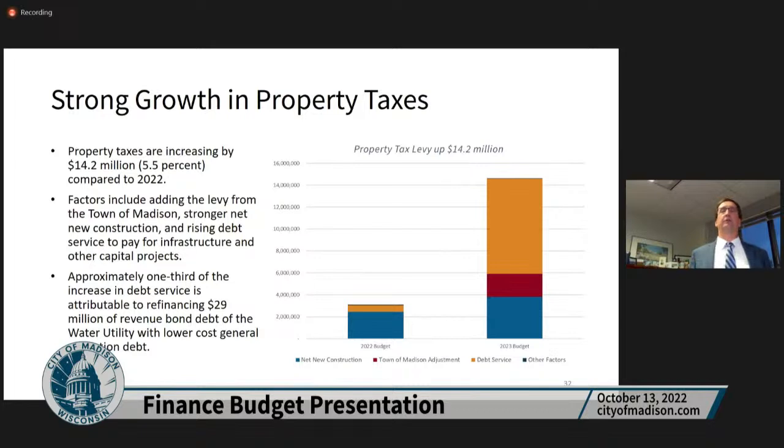And then the largest share of the increase is for debt service. And that reflects the increasing size of the city's capital budget. It reflects higher interest rates over the last few months that were reflected in the city's debt sale that occurred last month, as well as refunding or refinancing revenue bond debt that had been issued for water utility projects and issuing that as general obligation debt, which helps with the levy limit, and it also resulted in lower cost debt to the water utility.